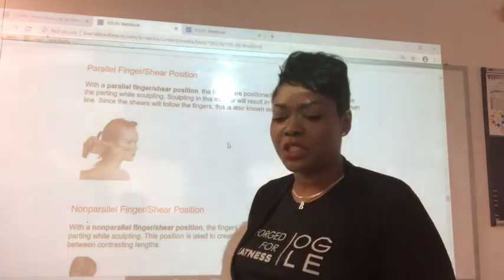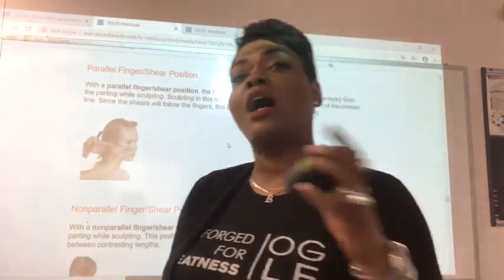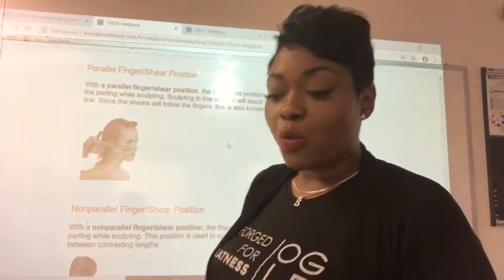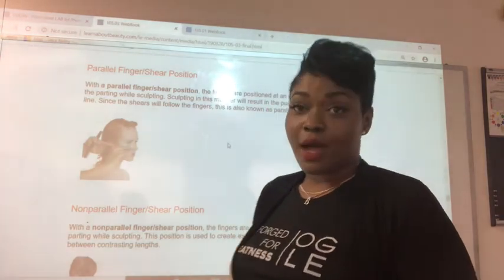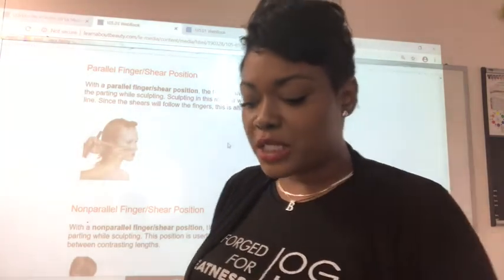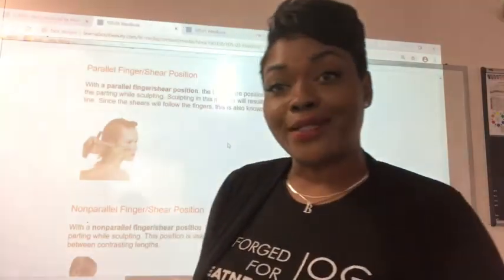Non-parallel finger position is when the fingers are positioned unequally away from the parting while sculpting. This results in an exaggerated length increase.